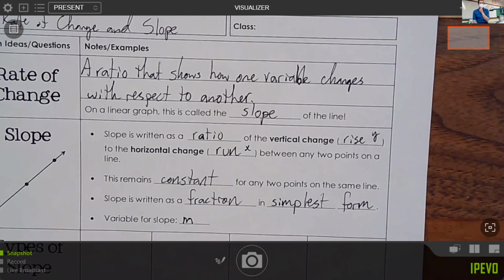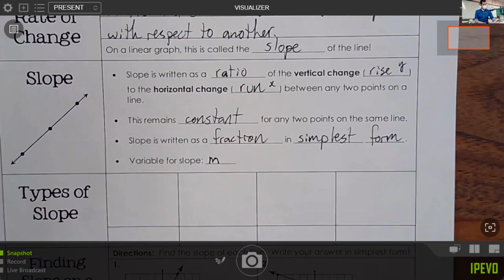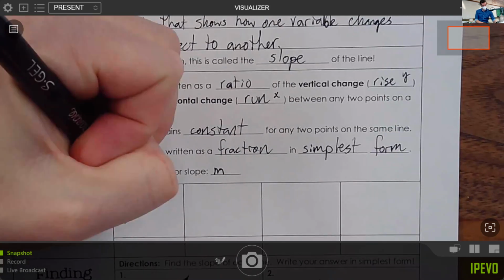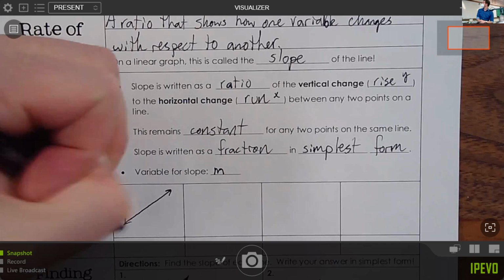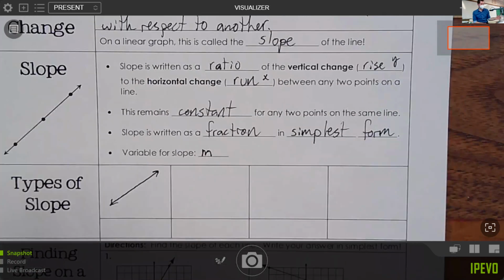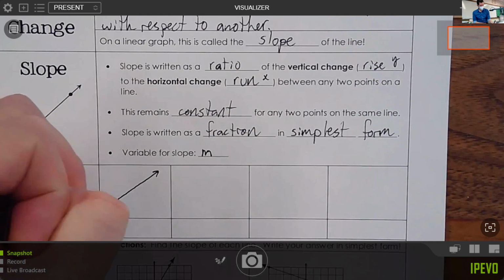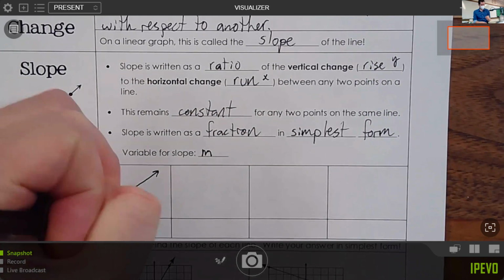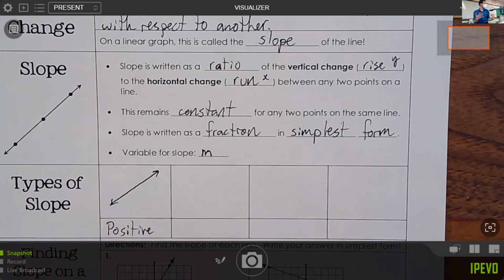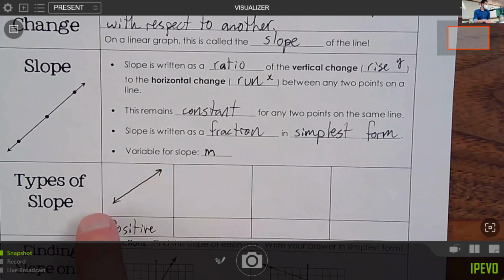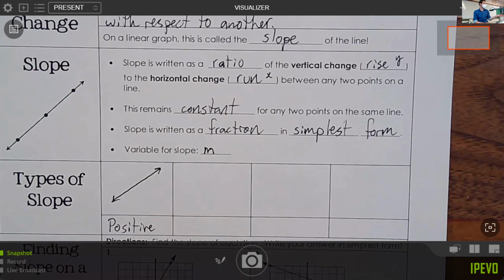All right, now there are 4 types of slope that we can end up with. If a line is going in an upward direction from left to right, this is what's known as a positive slope, meaning the number that we end up with is going to be a positive number. By the way, whenever you look at a line on a graph, always look at it like you're reading from a book, left to right. So if it's moving in an upward direction, that's a positive slope.